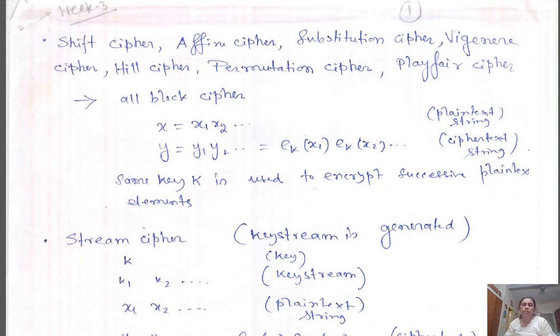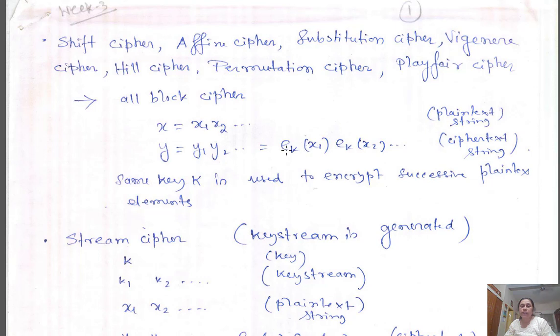Now recall what we have learned so far. We have introduced different classical ciphers: shift cipher, affine cipher, substitution cipher, Vigenere cipher, Hill cipher, permutation or transposition cipher, Playfair cipher. These are all block ciphers. And in block cipher, we encrypt in this way. Use the same key to encrypt each block of the plain text.